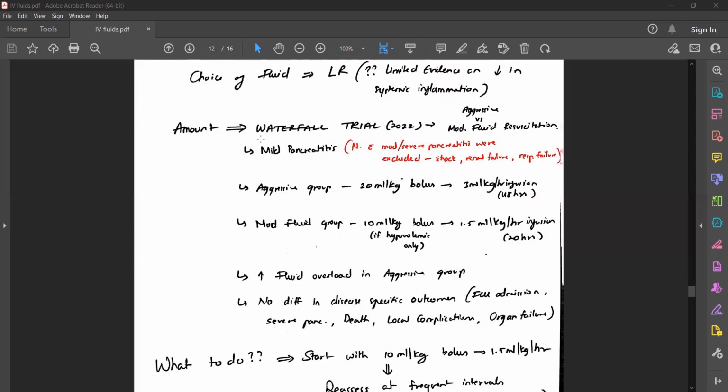So now this is something that you have to remember. If this trial ever comes up when you're discussing during the rounds, remember that this trial was done mainly in the patients with mild pancreatitis, and patients with moderate to severe pancreatitis were excluded. That is, those who were in shock, those who were in renal failure, and those who were in respiratory failure.